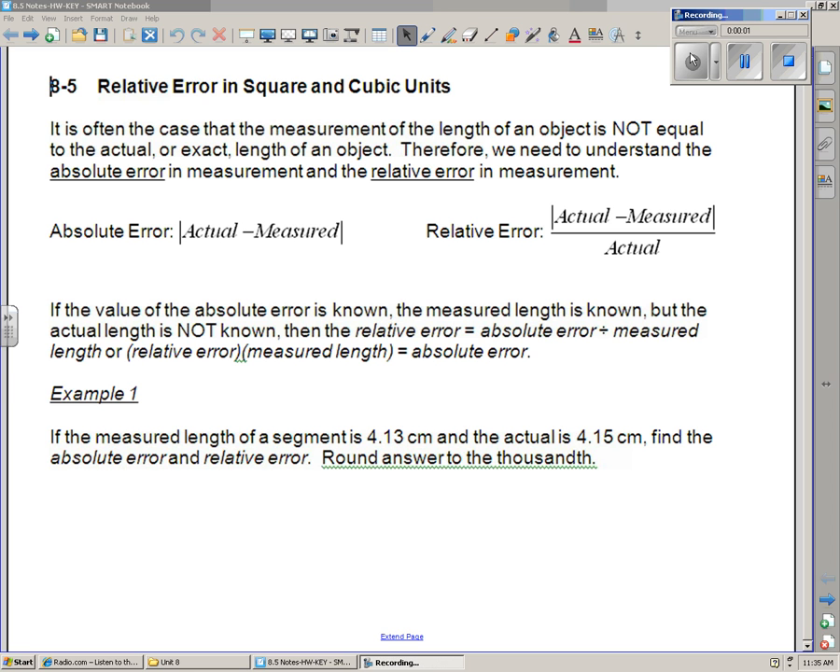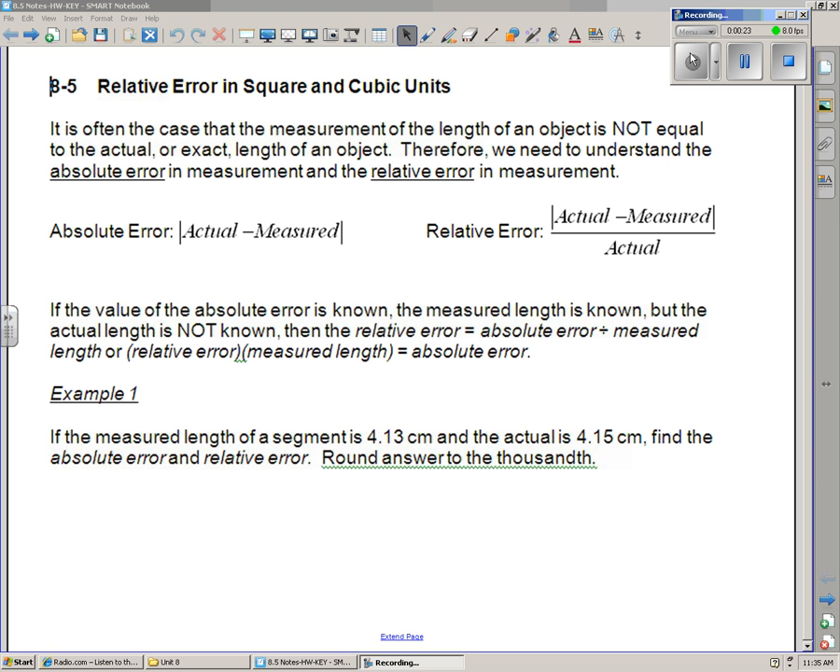So what we're going to do today is talk about relative error, and it's often the case that the measurement of the length of an object is not equal to the actual or the exact length of an object. Therefore, we need to understand the absolute error in measurement and the relative error in measurement. So basically what we were saying in class is that if I measure something and then you guys all measure that same thing, most likely we're not all going to get the same answer.